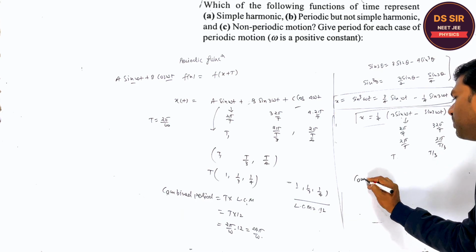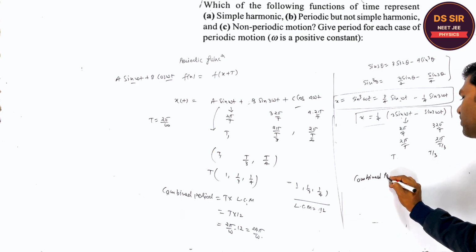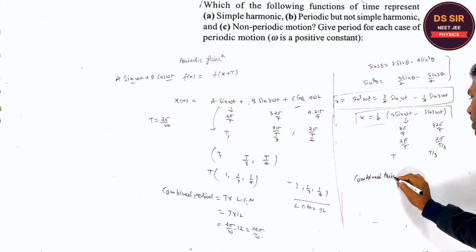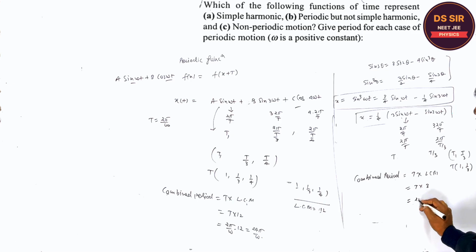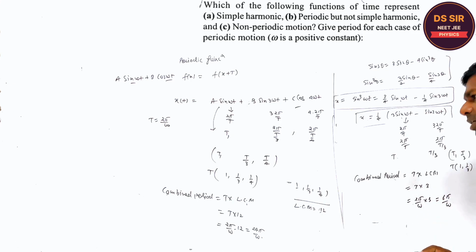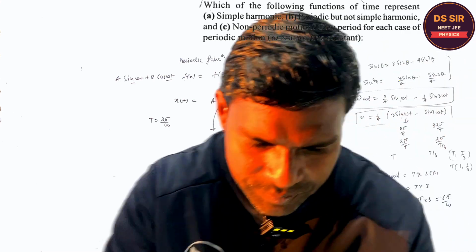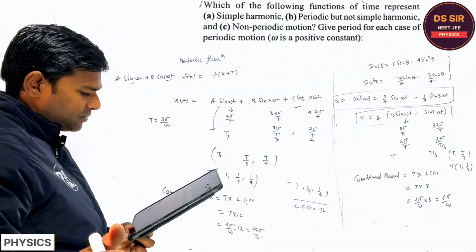So the combined period of this function is T into LCM, right? If you take the T by 3, take the T common, 1 by 3. What is the LCM? Tell me, 1 and 1 by 3. So it is 3. So it is 2 pi by omega into 3. It is 6 pi by omega. Is it clear or not? You tell. Yes, Varsha.